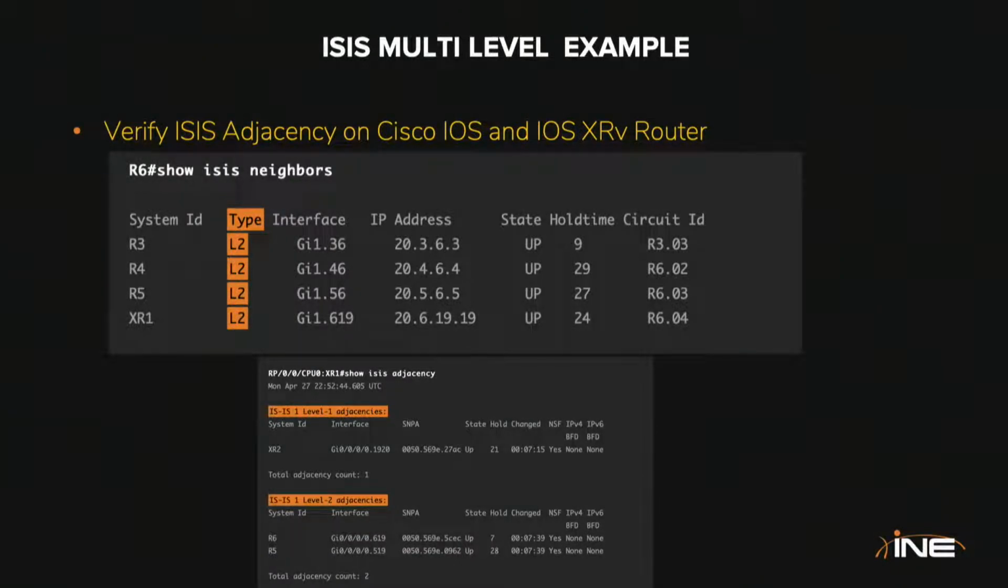Again, you can verify that by doing a show ISIS database. You would see the level 1 database and you would see the level 2 database on the same router. Again, if I do a show ISIS neighbors, you'll see both types of neighbors, level 1 neighbors and level 2 neighbors. Level 1 would usually be intra-area neighbors and level 2 would usually be inter-area neighbors.